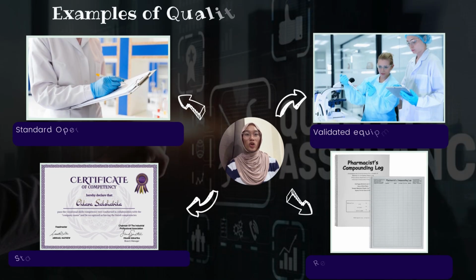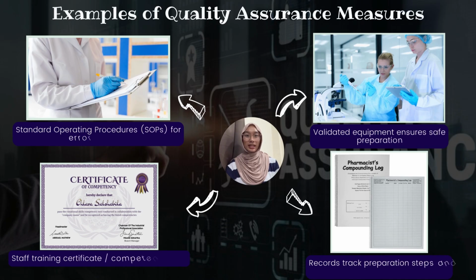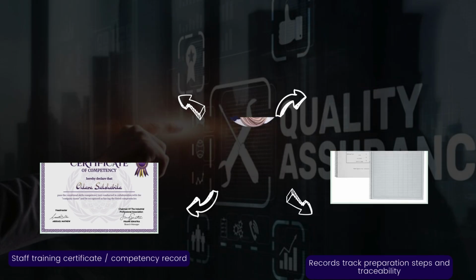These images show how quality assurance is applied in practice. First, standard operating procedures ensure that sterile preparations are carried out consistently and correctly. Next, validated equipment ensures that all instruments function safely and reliably. Then, staff training and competency records confirm that personnel are skilled in aseptic techniques. Lastly, documentation and records allow every preparation to be traced, improving accountability and patient safety.